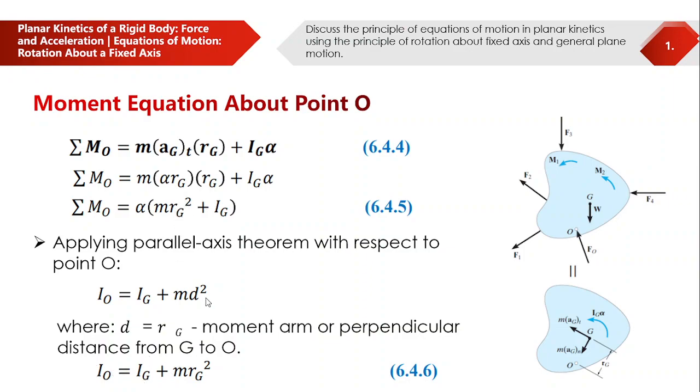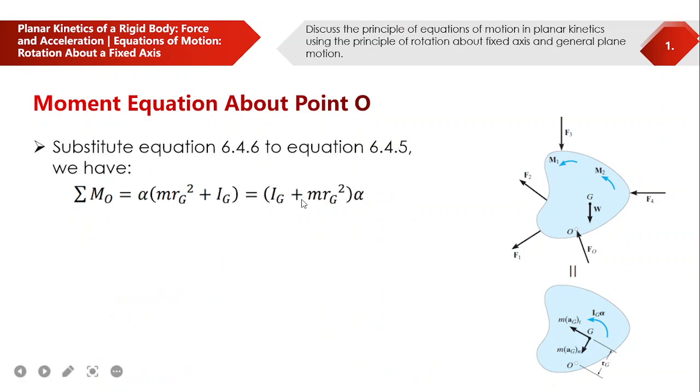And this one is kind of identical. So, therefore, we can simplify that one into, from this, I sub g plus m r sub g squared times alpha. And that will be equal now to summation of all the moments at point O is equals to I sub O alpha. Or if we read this technically, summation of all the moments at point O is equals to the moment of inertia at point O times the angular acceleration. So, ganun na kasimple.